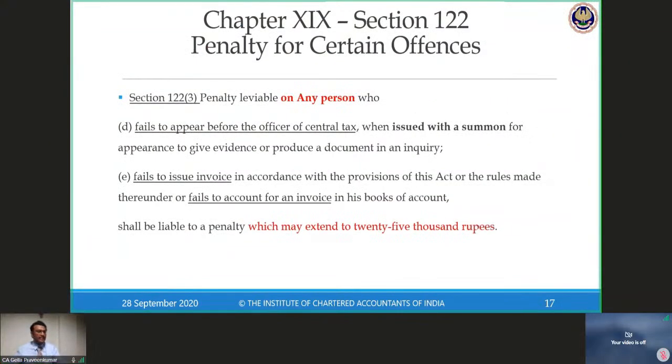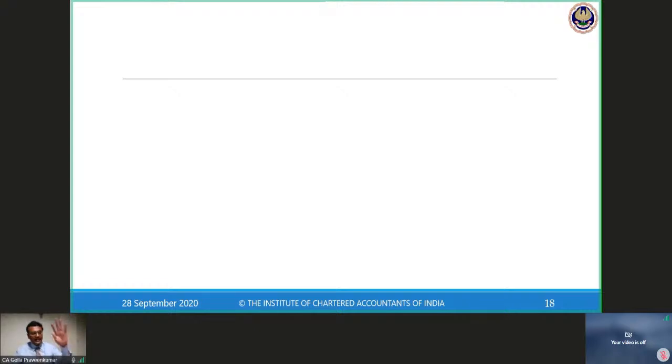Hope everyone is clear on section 122 till now, what we have discussed. Let me see if there are any questions on section 122, subsection 1. Let me see the questions. The last question is from Jay Srivastav. He says it is clear. So no more questions till now. I'll continue with our discussion.